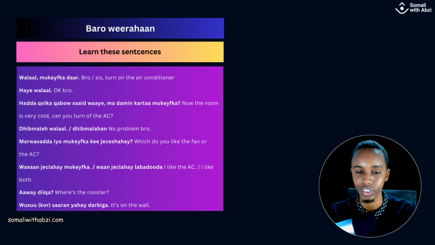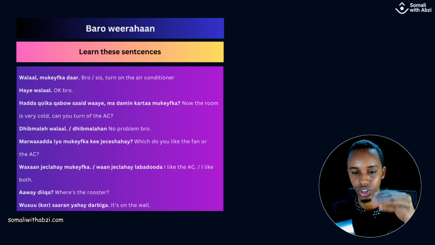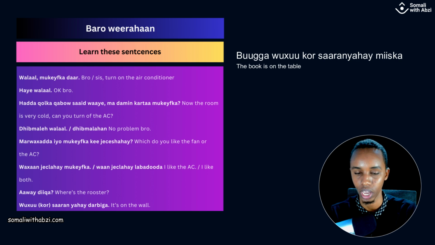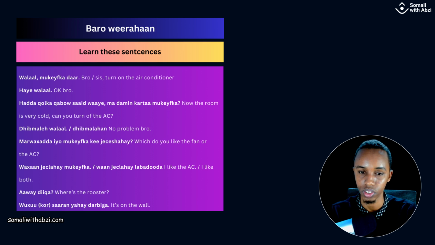So people always go with kor before saaran. That's also fine. Kor in Somali means above. So you can say the book is on the table. Buugga wuxuu kor saaran yahay miiska. Or you can say buugga wuxuu saaran yahay miiska. It's fine. Kor saaran yahay, it's fine. You can skip that kor. Alright, I hope you can make your own sentences after this lesson for this part.